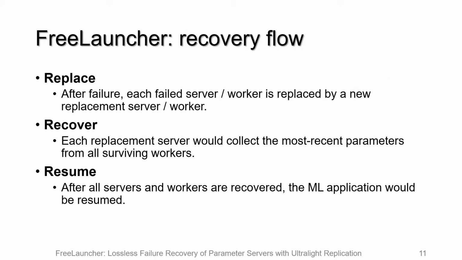For failure recovery, the recovery flow consists of 3 stages. The first is the replace stage. After failure, each failed server or worker is replaced by a new replacement server or worker. The second is the recover stage. Each replacement server collects the most recent parameters from all surviving workers. The third is the resume stage. After all servers and workers are resumed, the application will be fully resumed.